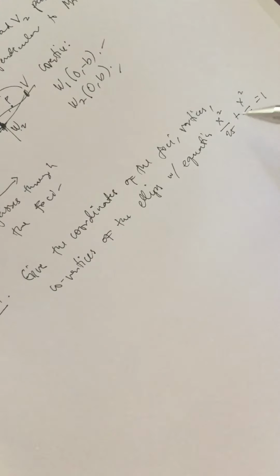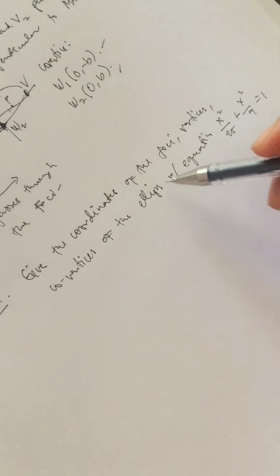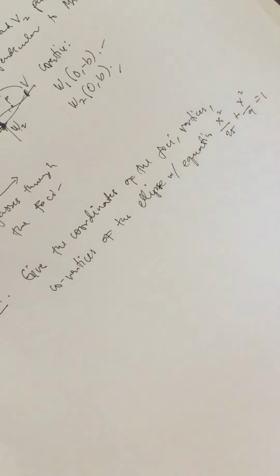Paano natin malalaman na ellipse ito at hindi circle or parabola? So of course, aside from the description that this is an ellipse, we will know that this equation is an ellipse because may nag-appear, okay?